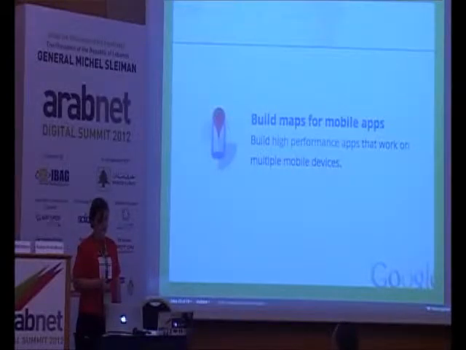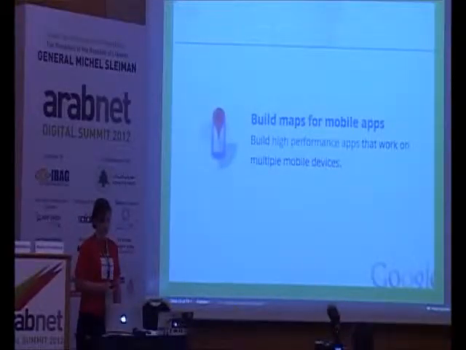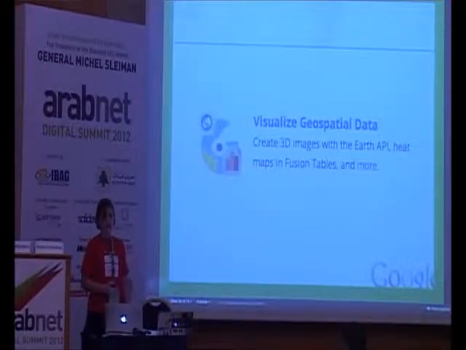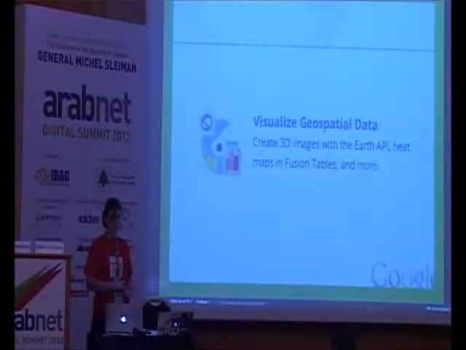So the new version of the JavaScript API, the third version, ensures that you have high performance on mobile devices as well. And the main mobile devices for which we provide support are Android and iPhone. And for both Android and iPhone, we have a deep integration with the SDKs.